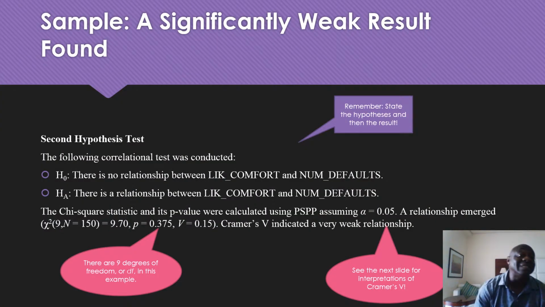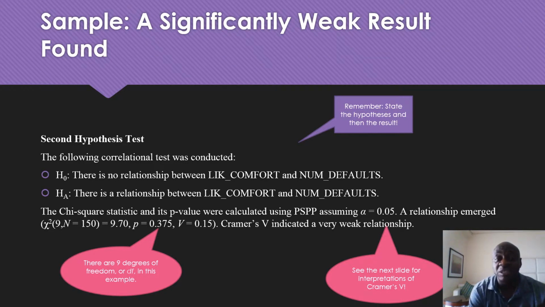Same thing, which is the second hypothesis. The following correlational test was conducted. There is no relationship between leak comfort and norm defaults. There is a relationship between leak comfort and norm defaults. Here again, the chi-square statistics and its p-value were calculated using PSPP, assuming alpha equals 0.05.